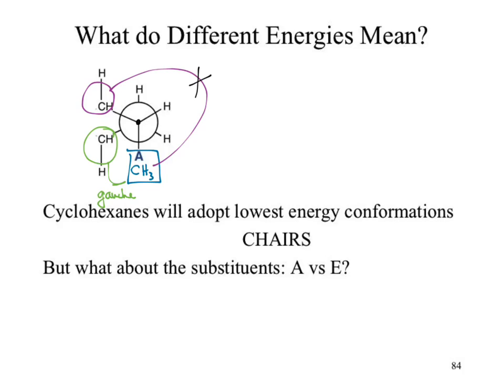So if I look at the blue one, I've got this gauche interaction. See if I can undo this without erasing everything. Come back, come back. There was our E.